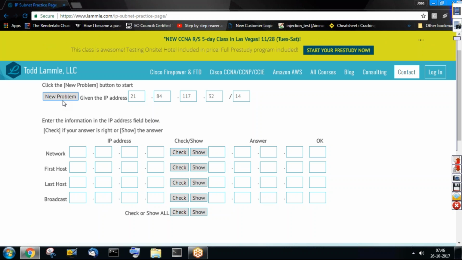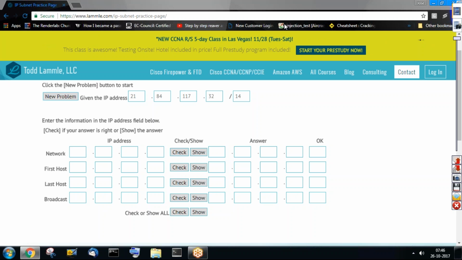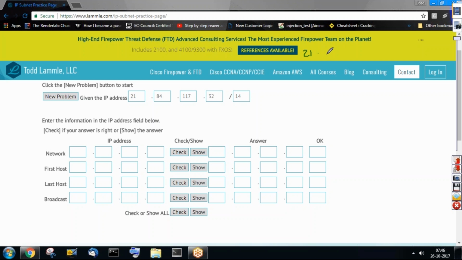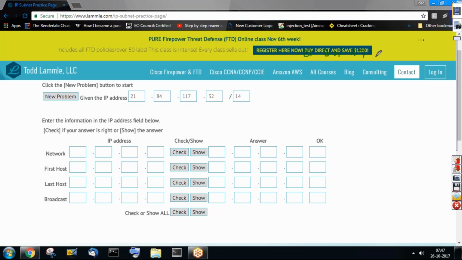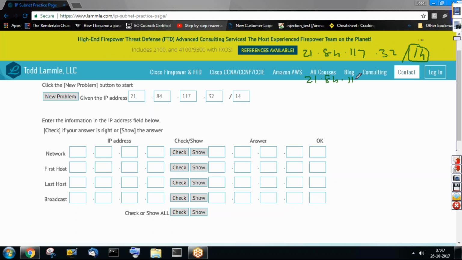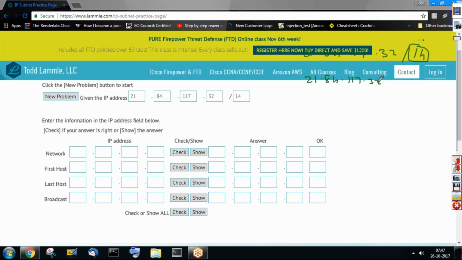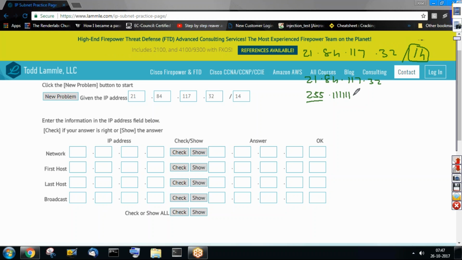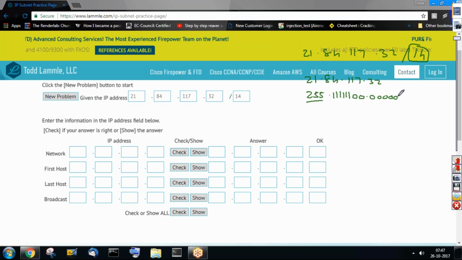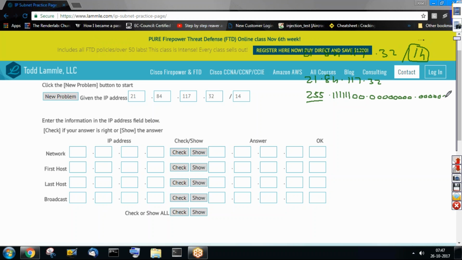Do you want to quickly try to work out this problem here? All right. So we have 21.84.117.32/14. First step, find out what this means. That would mean 255 dot what? It's 14, so 8, 9, 10, 11, 12, 13, 14, 15, 16, dot all zeros here.